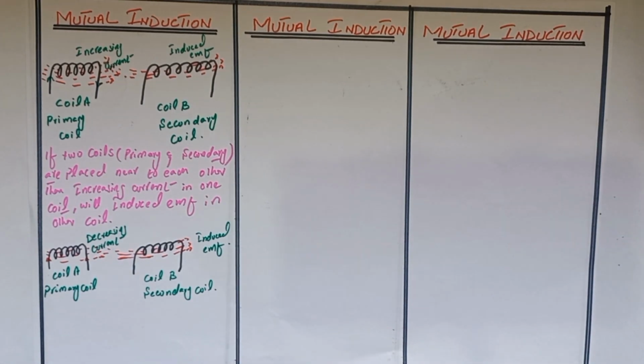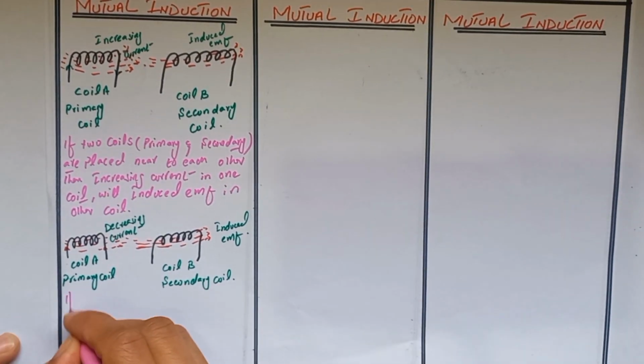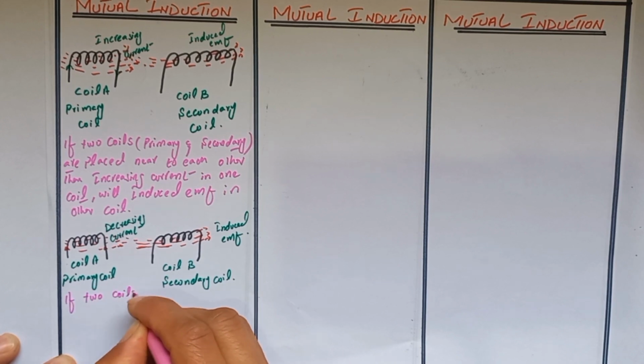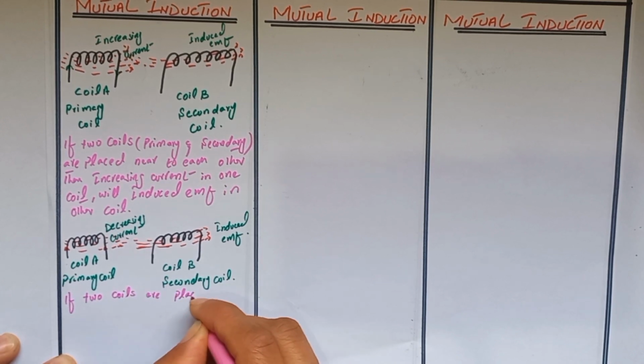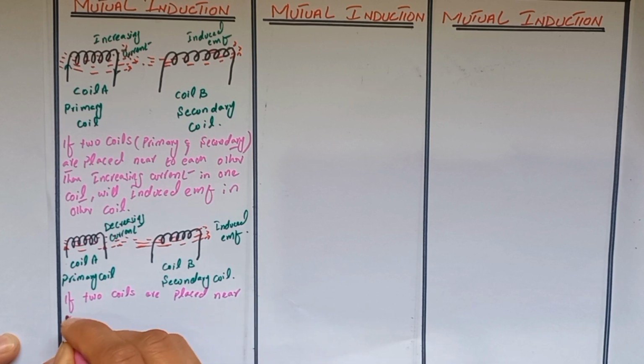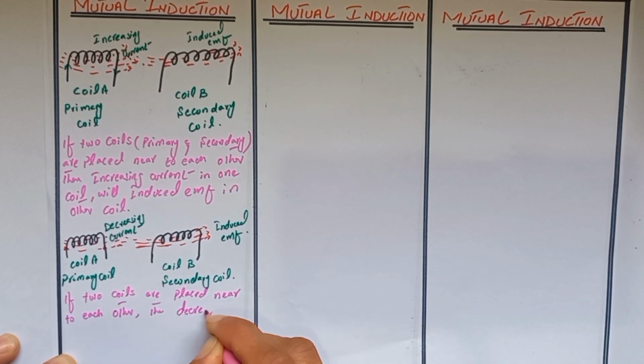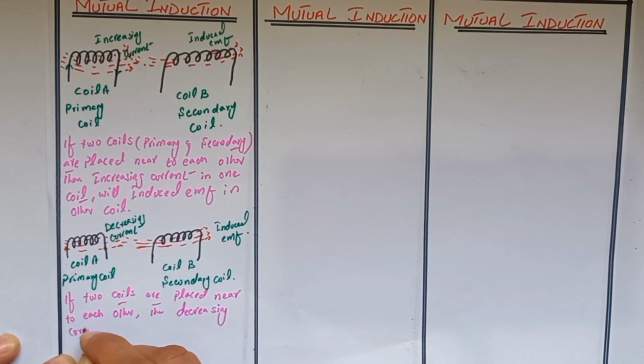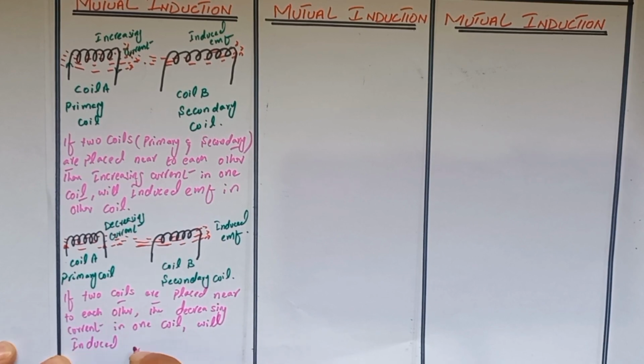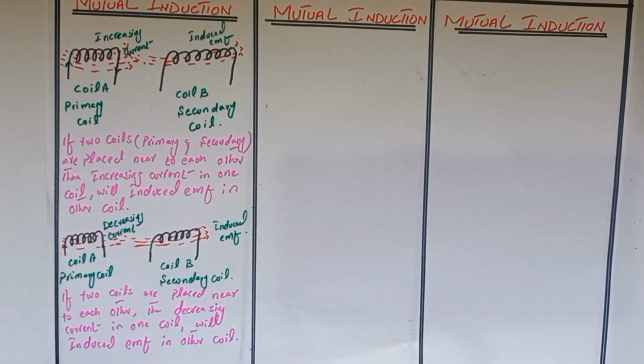So here we write: if two coils are placed near to each other, the decreasing current in one coil will induce EMF in the other coil.